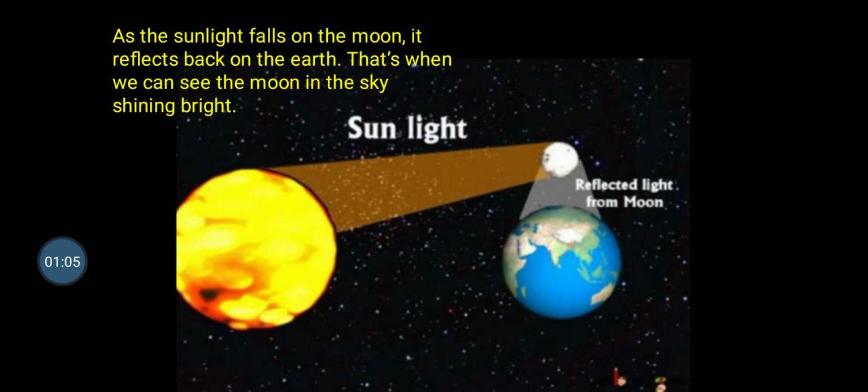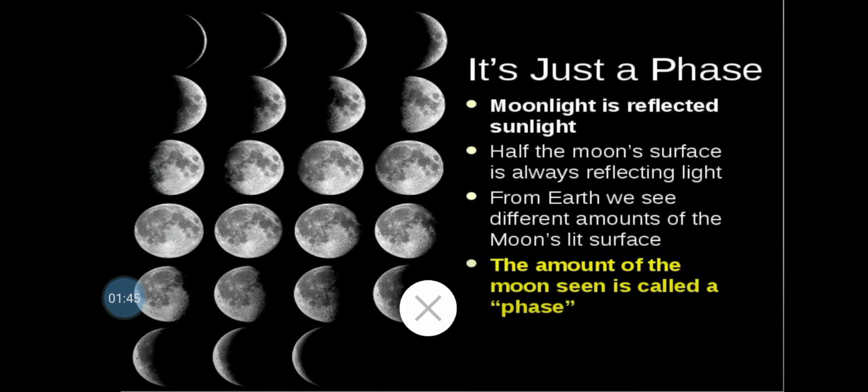As the sunlight falls on the moon, it reflects back on the earth. That's when we can see the moon in the sky shining bright. You can clearly see in the picture that as the sunlight hits the moon, the same sunlight is reflected back to the earth. That's why when we see the moon, we see it as a bright object, even though it does not have its own light. The moonlight is reflected sunlight and nothing else.